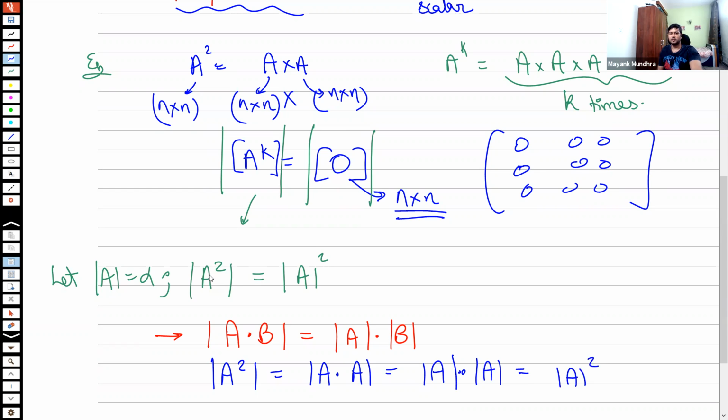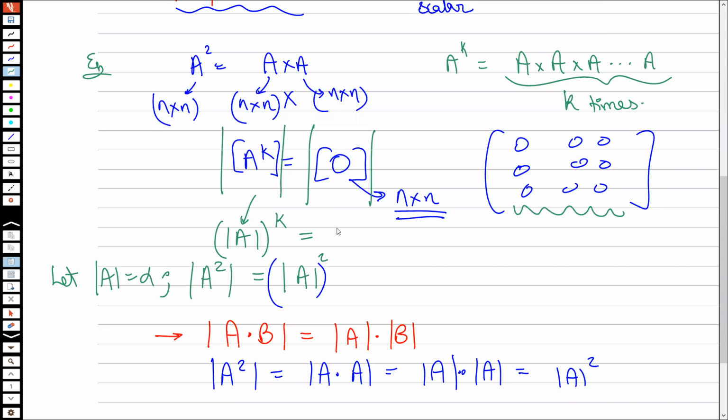Right? So determinant A squared is determinant A whole squared. So determinant A to the power k will be equal to determinant A to the power k. I should use this. This should be equal to determinant of 0. What would be the determinant of this matrix? So 0. Yeah, so determinant A is 0.